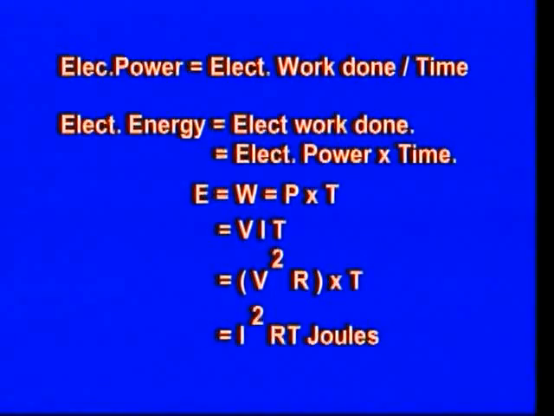Electrical power is equal to electrical work done by time. Hence, electrical energy is equal to electrical work done is equal to electrical power into time. That means E is equal to W is equal to P into time. We know that P is equal to V into I. Therefore, this is equal to V into I into T, or in terms of voltage and resistance, this becomes V square by R into T, and in terms of current and resistance, this becomes I square RT joules. The usual form used for electrical energy is I square RT joules.